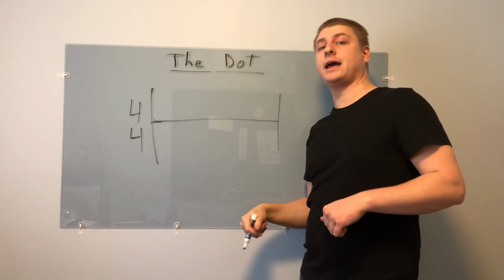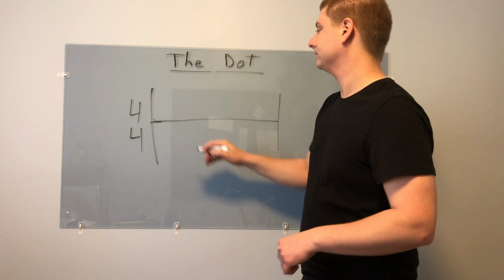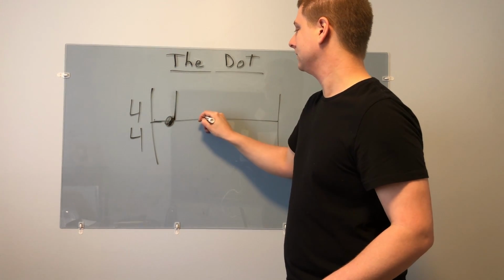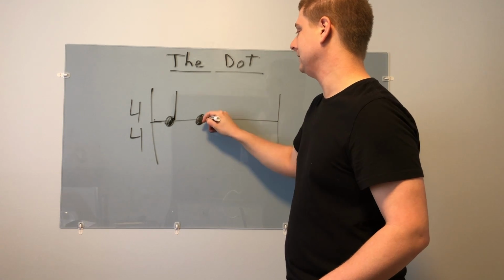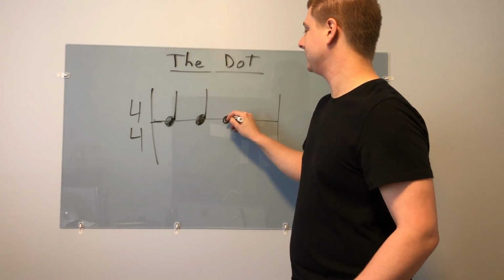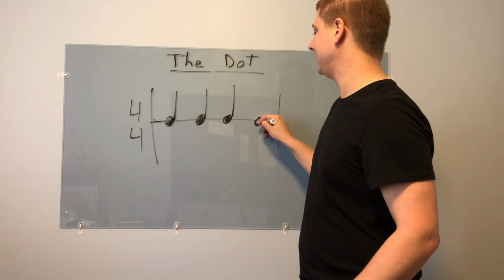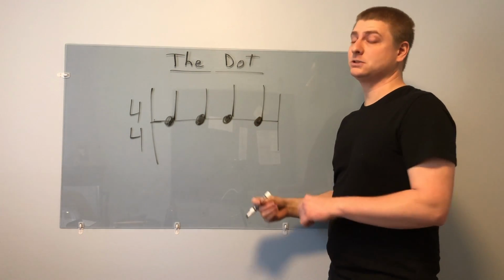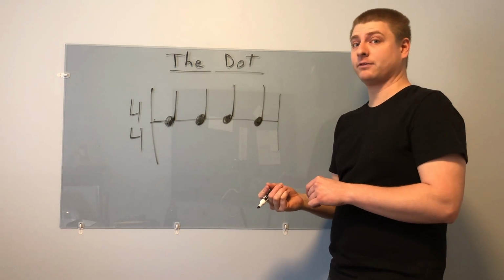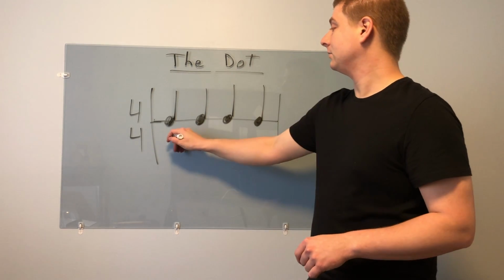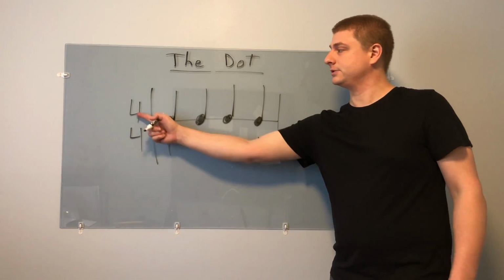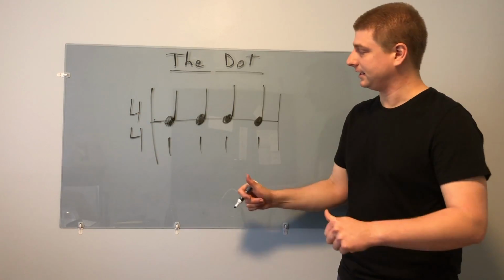Now let's take a look at dotted quarter notes. Normally, quarter notes get 1 beat each. But when we put the dot on it, it makes that quarter note a little longer, which means we need to shorten whatever comes after. So we normally have 1, 1, 1, 1. All those together equals 4. We got 4 beats. Nice.